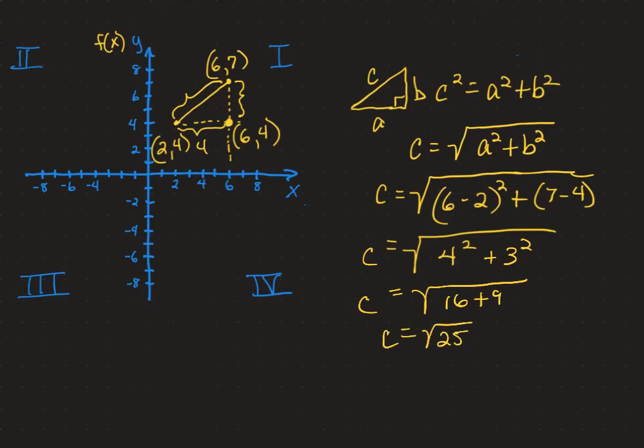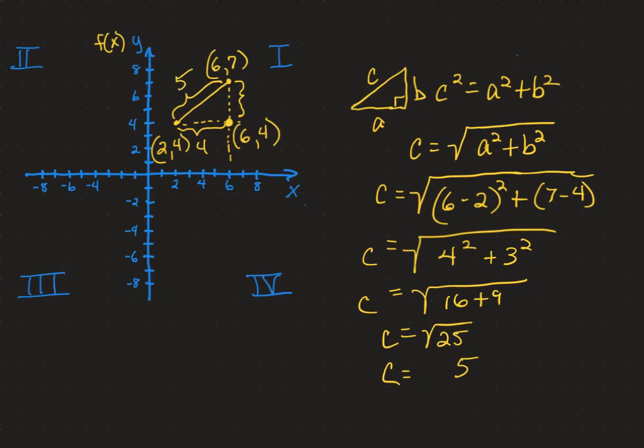Now, we are solving this, right? So normally we would consider, because this is a part of the solution, the positive or the negative square root of 25, which would be 5. However, we are looking at a distance, and distance is never negative. It is always positive. So our distance here is 5.